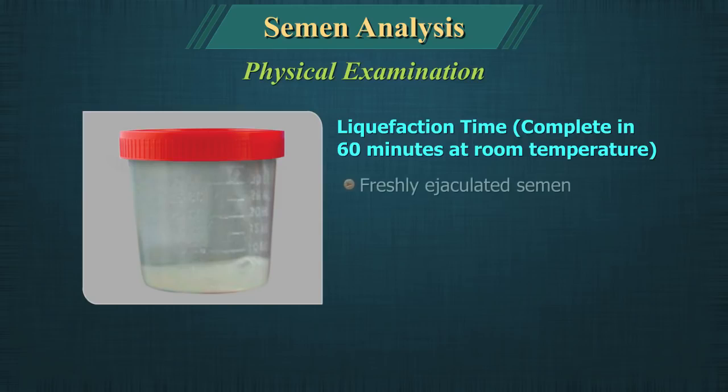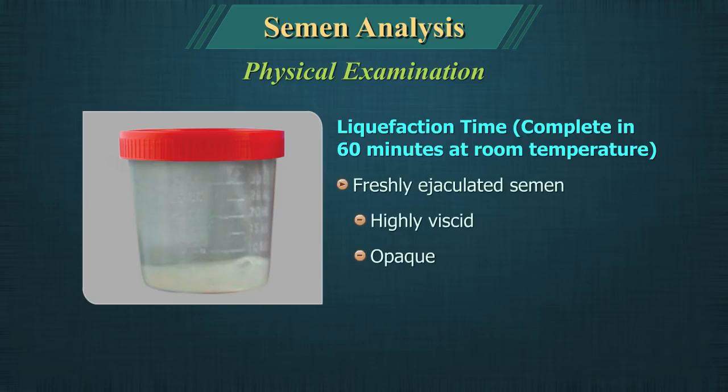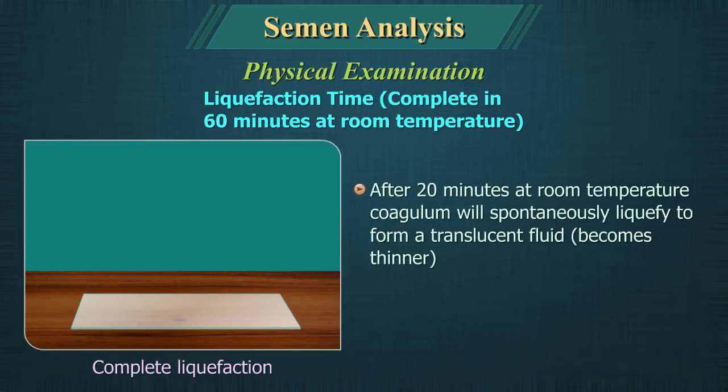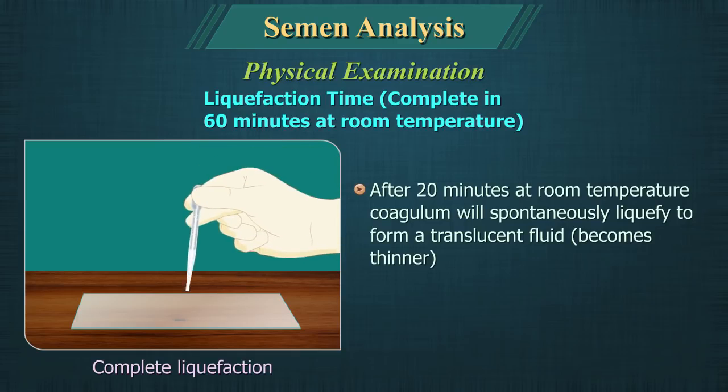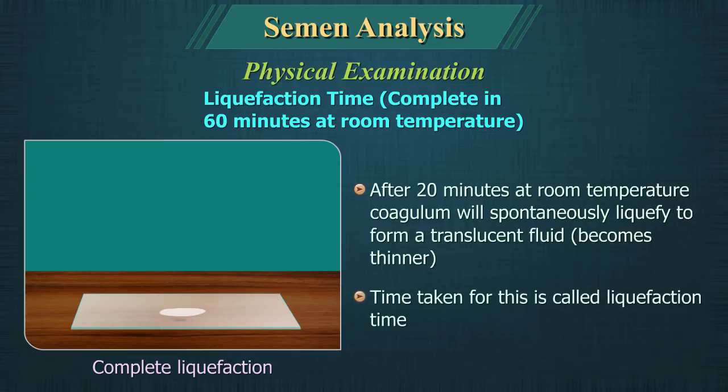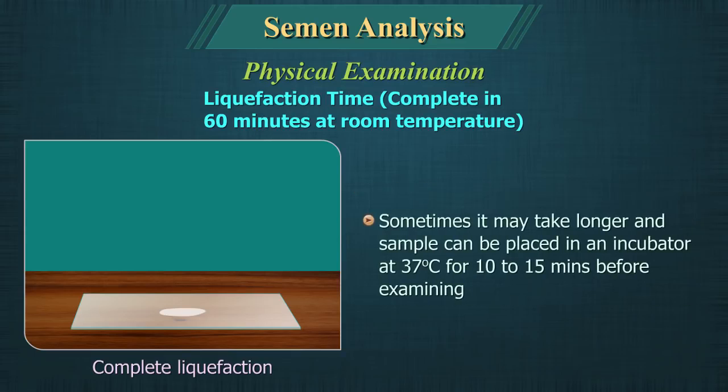Liquefaction time. Freshly ejaculated semen is highly viscid, opaque, white or grey. After about 20 minutes at room temperature, the coagulum will spontaneously liquefy to form a translucent fluid. That is, it becomes thinner. The time taken for this is called liquefaction time.